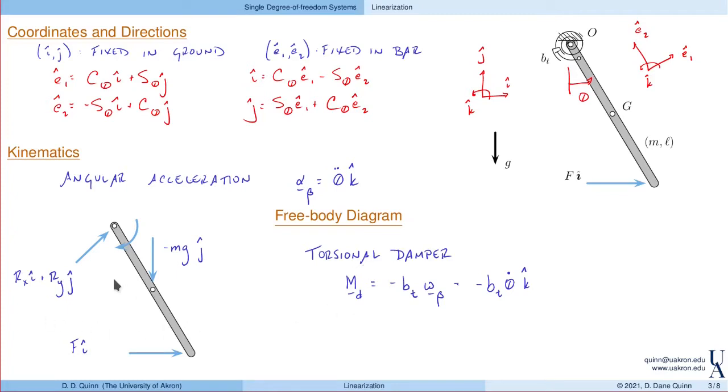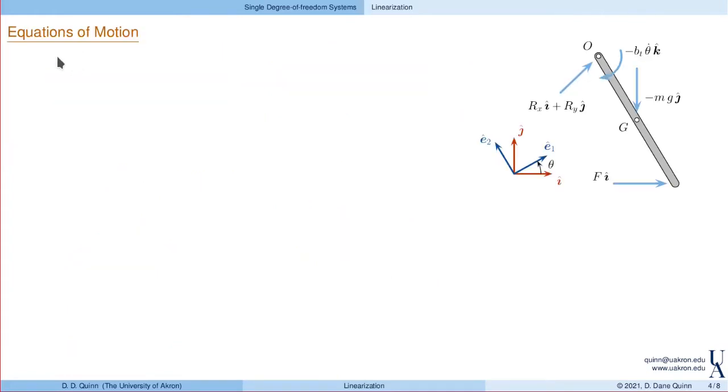So here we have these forces, and I'll add this one in, minus bt times theta dot in the k direction. Right, so this is a moment. These three are forces. And we're ready to apply the equations of motion. For this bar, we will apply angular momentum balance about the pin joint at O.